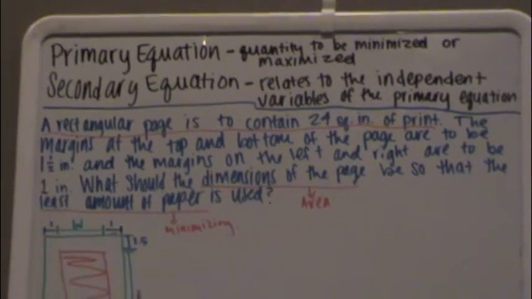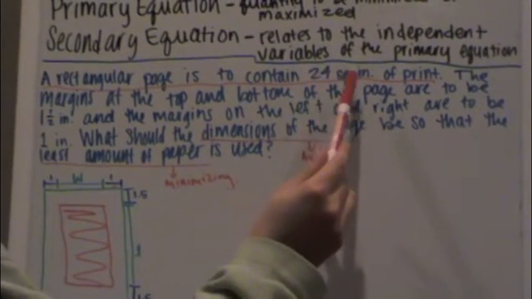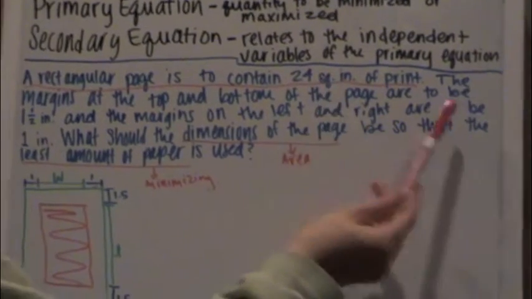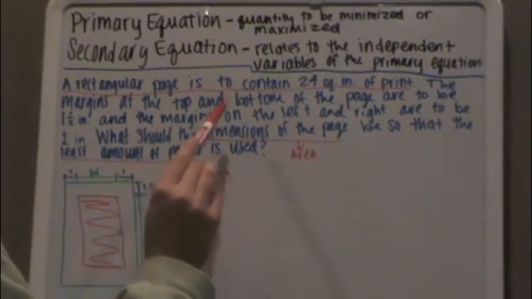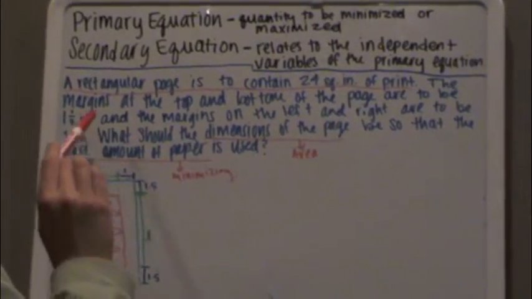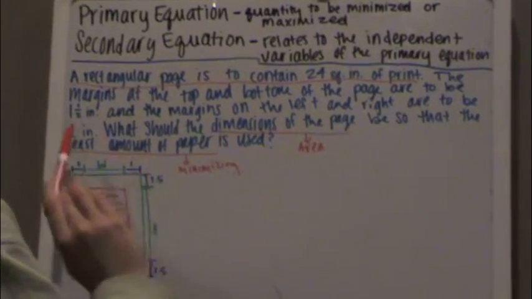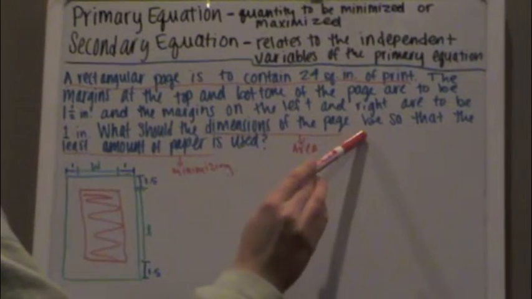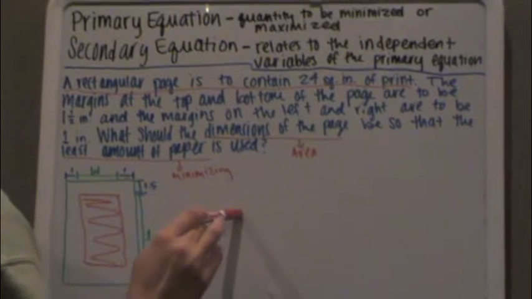Say you're given a problem like: a rectangular page is to contain 24 square inches of print. The margins at the top and bottom of the page are to be 1.5 inches, and the margins on the left and right are to be 1 inch. What should the dimensions of the page be so that the least amount of paper is used?